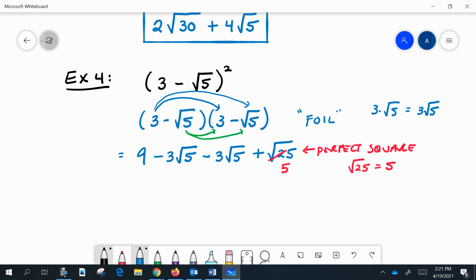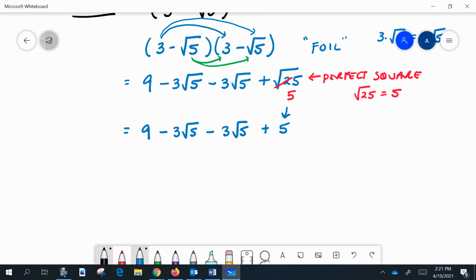All right, so what do we got so far? We've got 9 minus 3 square root of 5 minus 3 square root of 5, and then the square root of 25 becomes a 5. All right, I have a couple different things I can do to combine like terms. Well, one thing I noticed is we have a 9 and a 5, which can combine to make 14. But I also noticed that a negative 3 square root of 5 and another negative 3 square root of 5 is going to combine to make negative 6 square root of 5. So remember, when you add and subtract, you do need to have the same radical, and then we just combine the two coefficients, and that's where we got the negative 6.